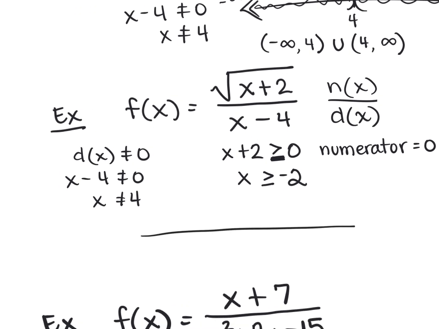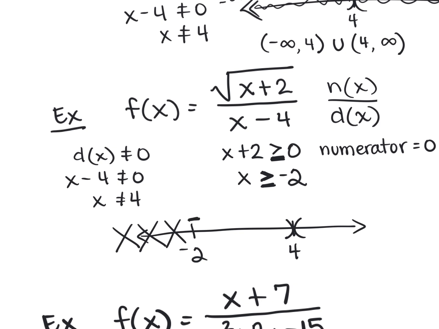So on my number line, I'm going to need to have the number negative 2, and I'm also going to have the number 4. Now, I know it cannot be equal to 4, and then this part says that x has to be greater than or equal to negative 2. So what that means is there's no part of it that can go over this way. This says greater than or equal to negative 2.